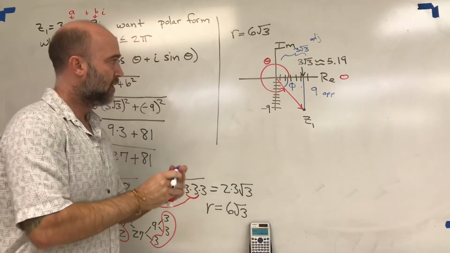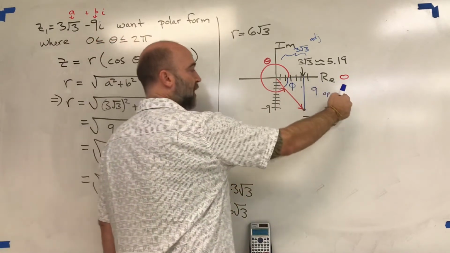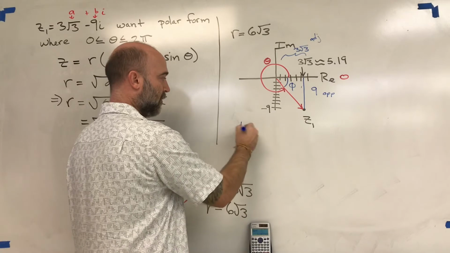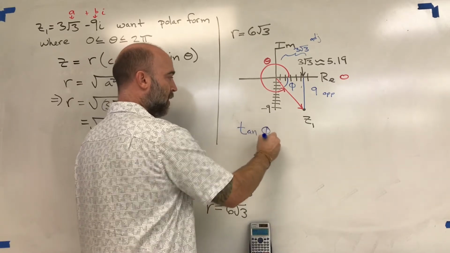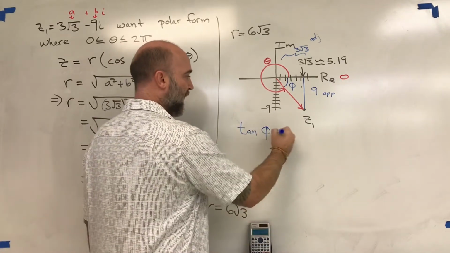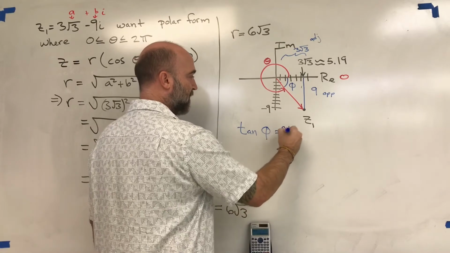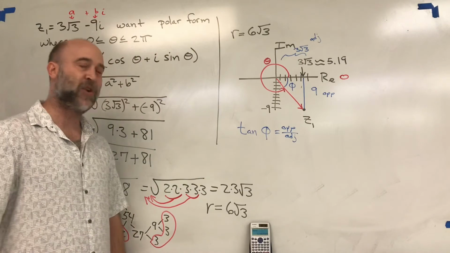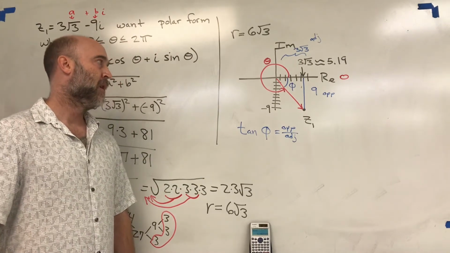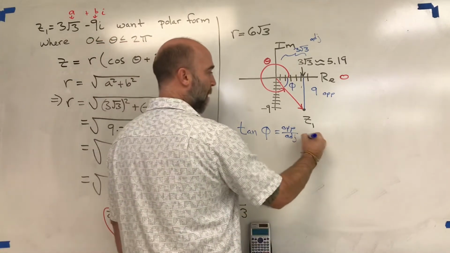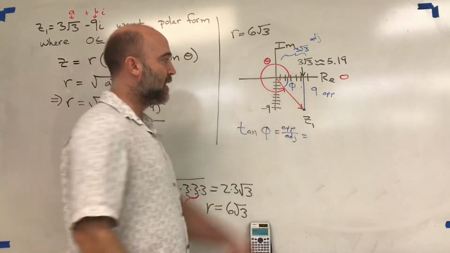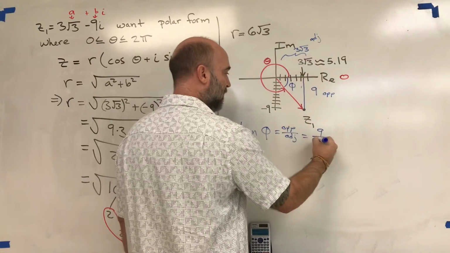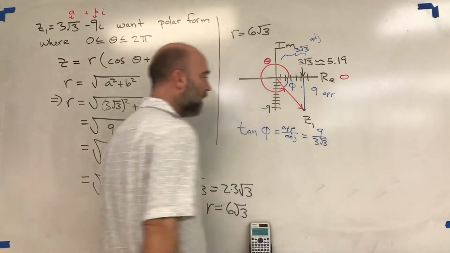And what trig function has opposite and adjacent in it? Tangent does. So tangent of our phi is equal to opposite over adjacent. You can use SOHCAHTOA to help you keep track of that if need be. Plugging in our numbers, the opposite side is 9. The adjacent side is 3 root 3.